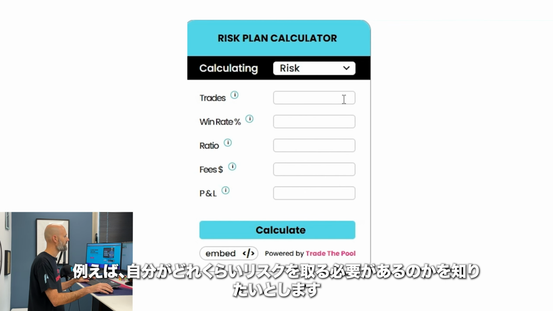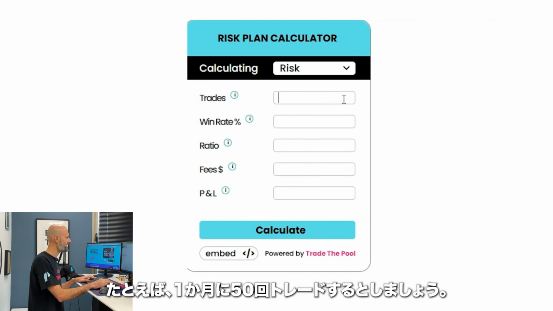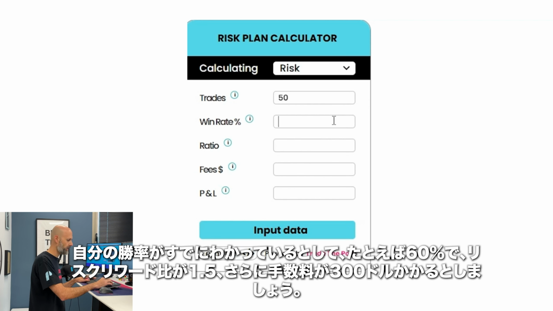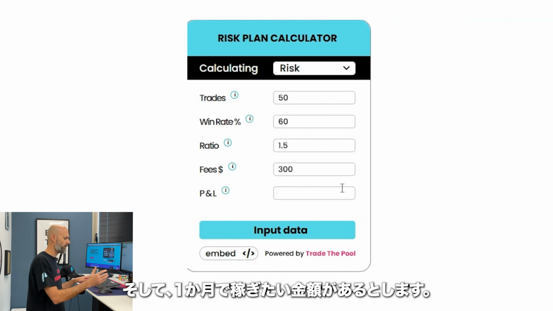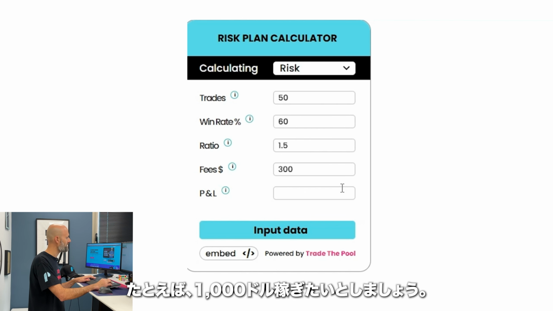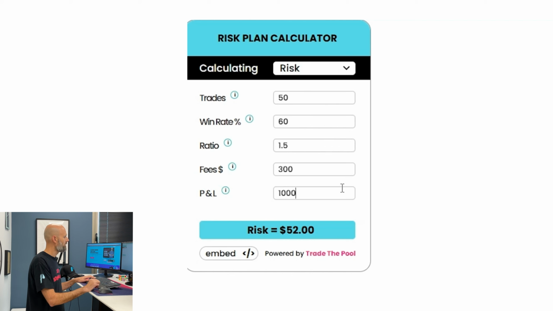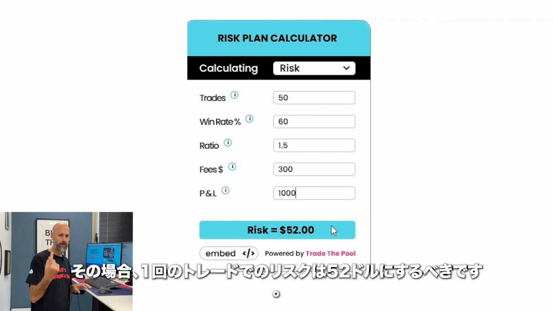So for example, I want to understand how much I need to risk. Let's say I'm taking 50 trades a month. My win rate, if I already have it, let's say, is at 60%. Risk reward ratio, let's say 1.5, and I'm paying $300 in fees, and I want to make, in a month, let's say, $1,000. In that case, my risk per trade should be $52.